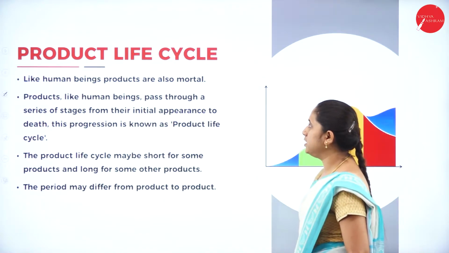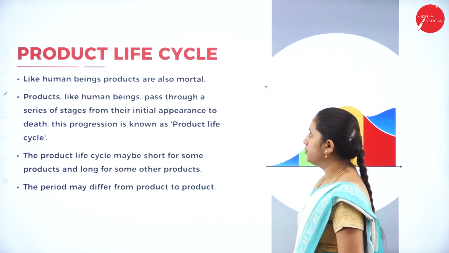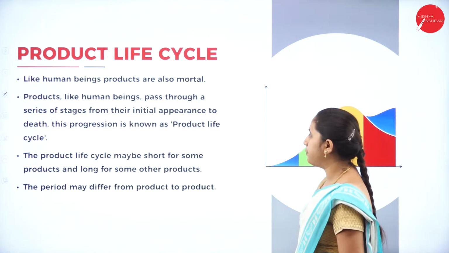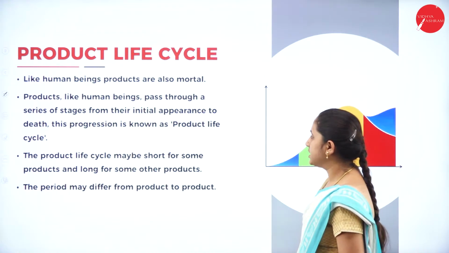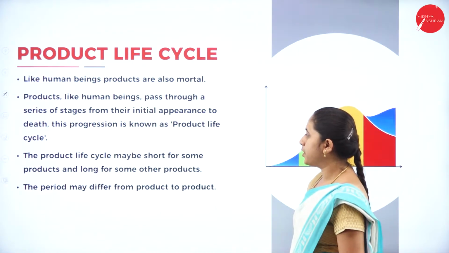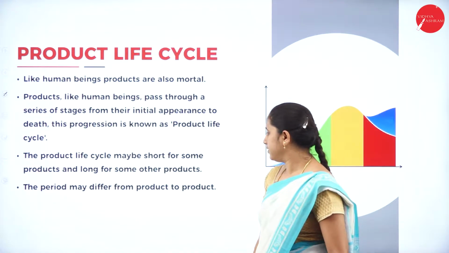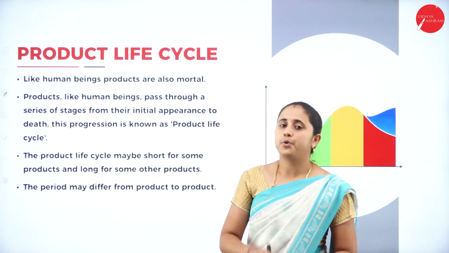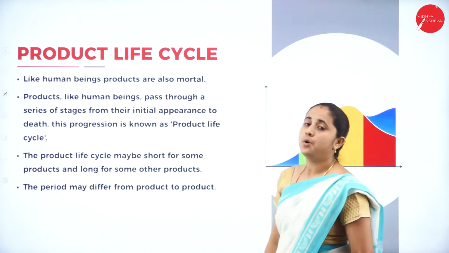Like a human being, products are also mortal. Products, like human beings, pass through a series of stages from their initial appearance to death. This progression is known as product life cycle. The product life cycle may be short for some products and long for some other products. So the period may differ from product to product. That means, like a human being, products also have life.